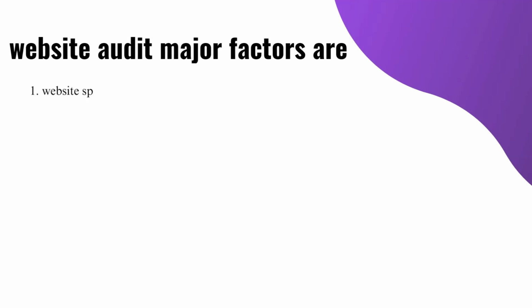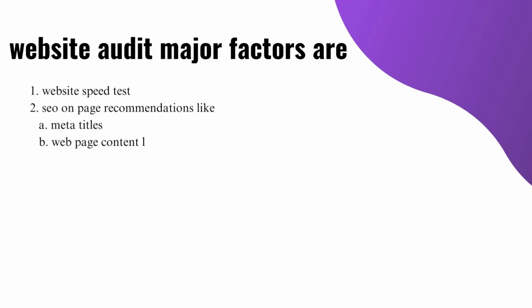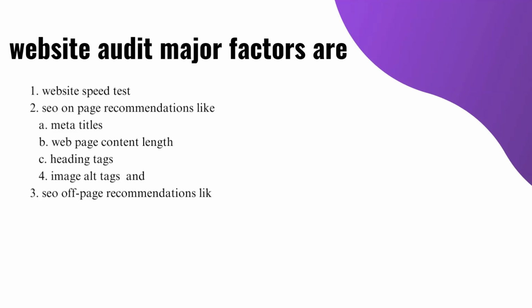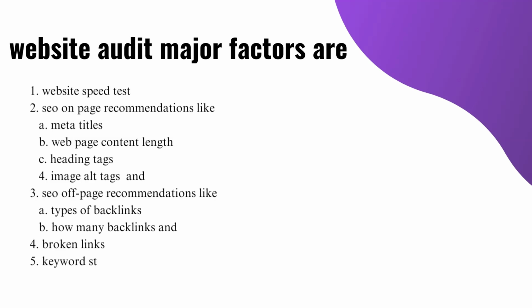Website audit major factors are: 1. Website speed test. 2. SEO on-page recommendations like A. meta titles, B. web page content length, C. heading tags, and D. image alt tags. 3. SEO off-page recommendations like A. types of backlinks and B. how many backlinks. 4. Broken links. 5. Keyword stuffing. 6. Website quality score.